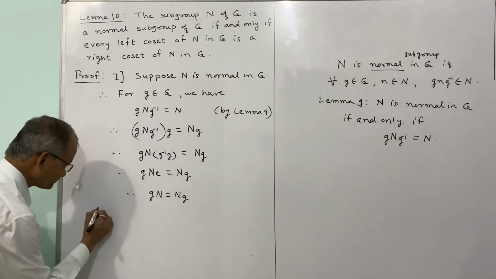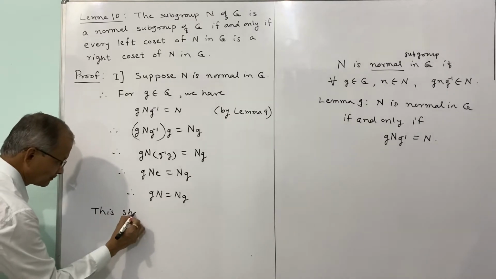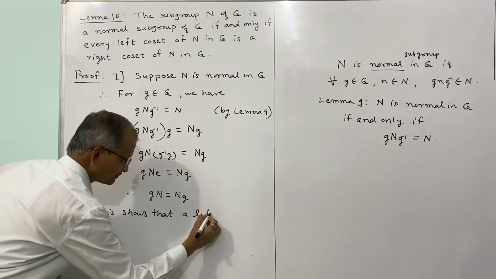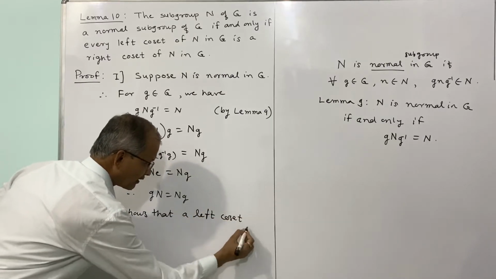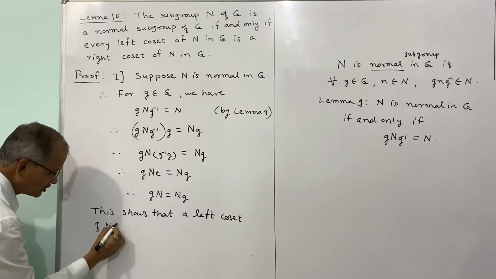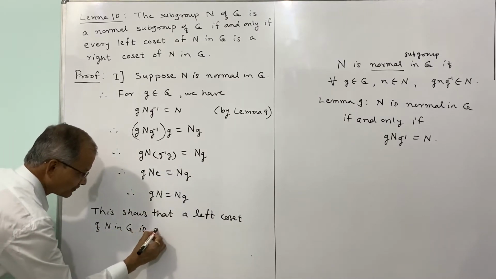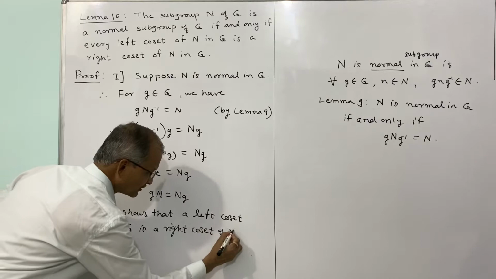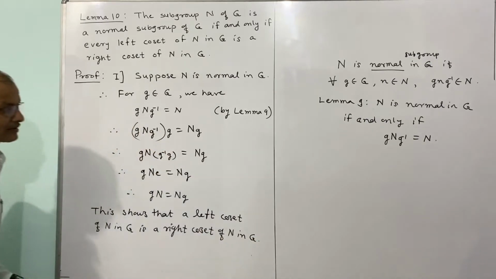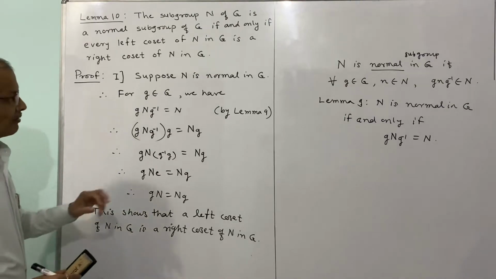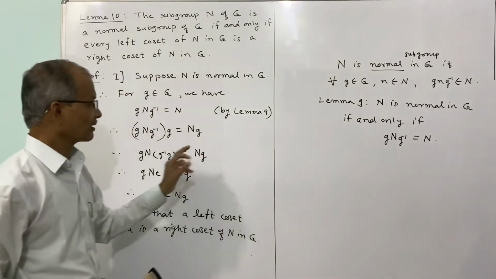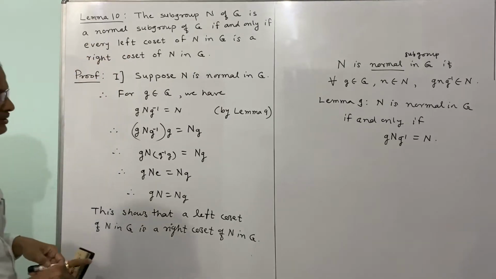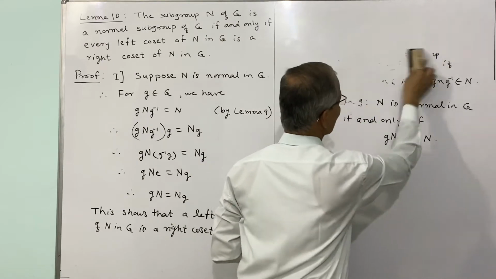So this shows that a left coset of N in G is a right coset of N in G. And this proves the first part. We have made use of lemma number 9 here. Now we shall consider the converse part. That means assume every left coset of N in G is a right coset. And then prove N is normal.